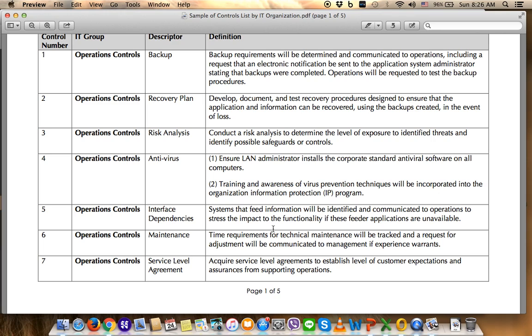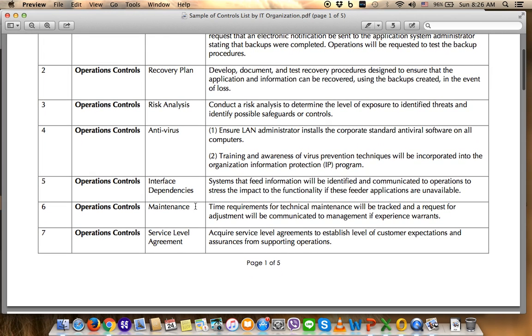The next is interface dependency. It is part of the operation control. This control's purpose is that feeder information will be identified and communicated to operations to stress the impact on functionality if the feeder applications are unavailable. The next control is maintenance control. The time requirement for technical maintenance will be tracked, and required judgment and validation will be communicated to management if experience warrants.